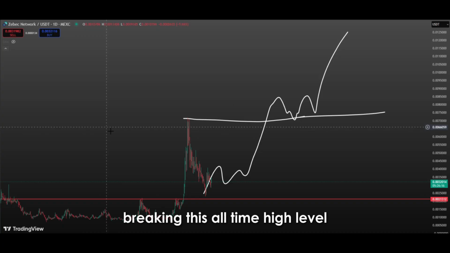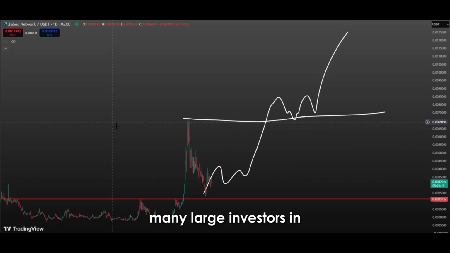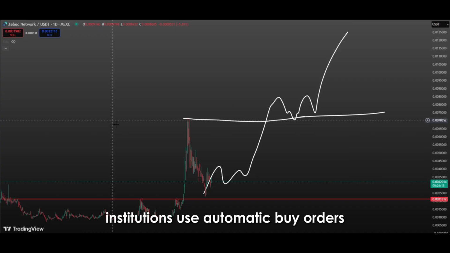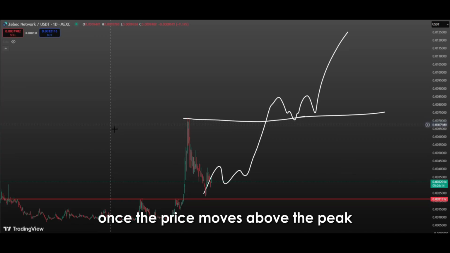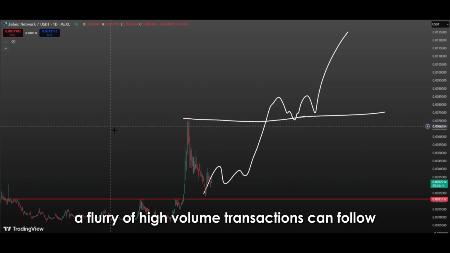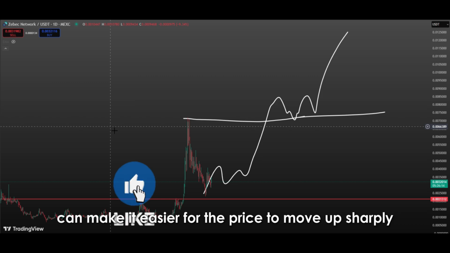Additionally, breaking this all-time high level could trigger algorithmic buy systems. Many large investors and institutions use automatic buy orders tied to specific technical levels. Since these orders often execute after breakouts, once the price moves above the peak, a flurry of high-volume transactions can follow. This increases liquidity and can make it easier for the price to move up sharply.